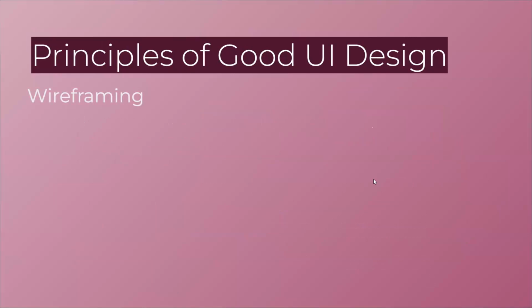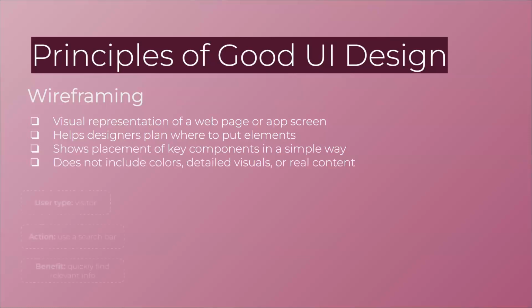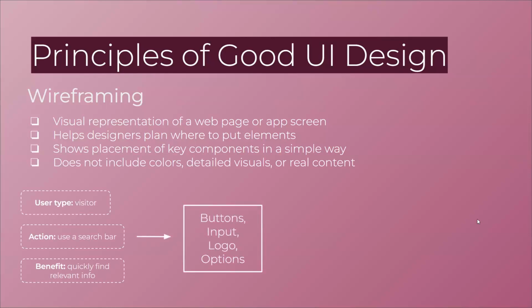So a wireframe is a visual representation of our web page or app screen. It helps us design or plan out where to put elements, and it shows the placement of key components in a very simple way. It does not include colors, detailed visuals, or real content. So we will go from this user type, action, and benefit to button, input, logo, and options.